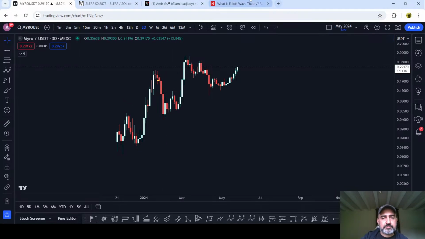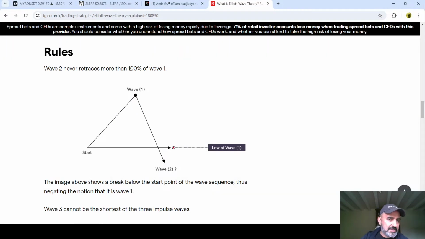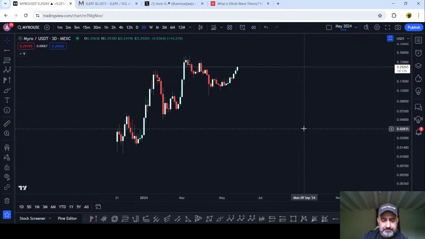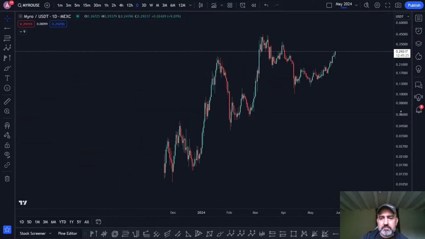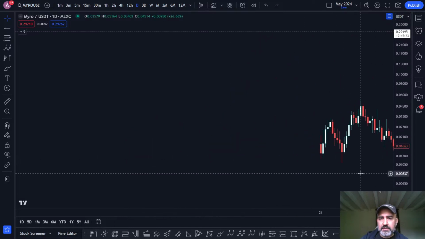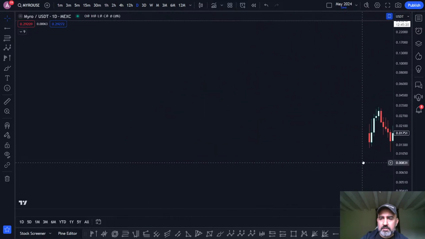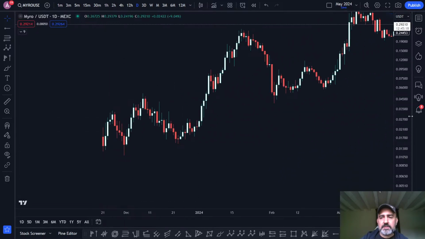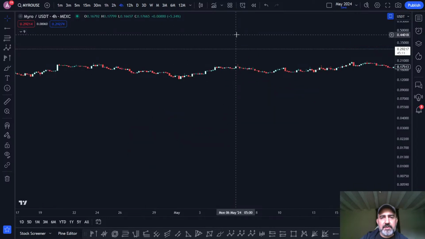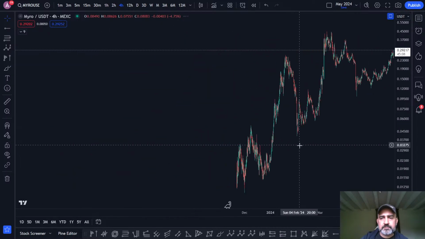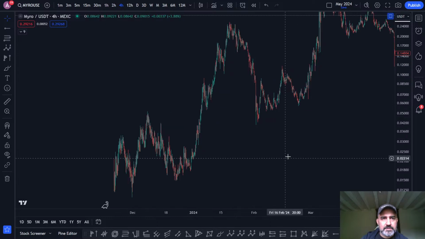Looking at the rules. Rule: wave 2 never retraces more than 100% of wave 1. What does that mean? Well, let's just say that we're here at the beginning, and you see this kind of impulsive move up. So let's just go to a slightly lower time frame. Here, it's a 4-hour time frame.